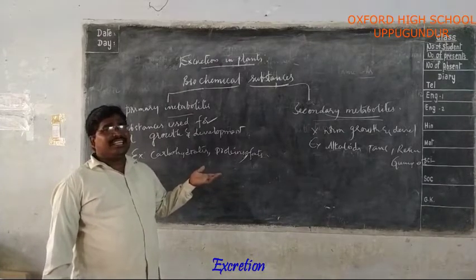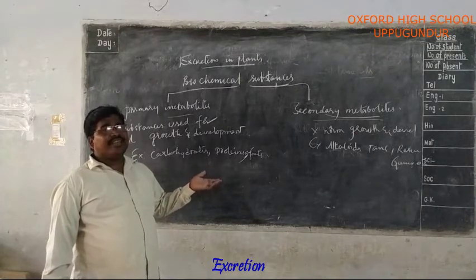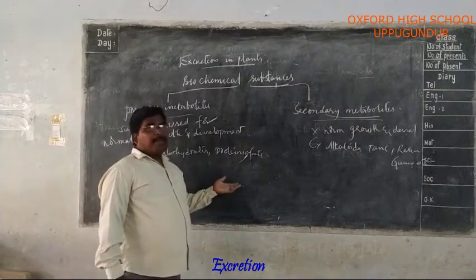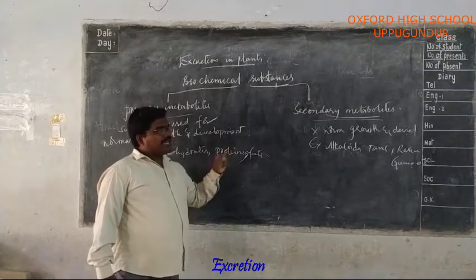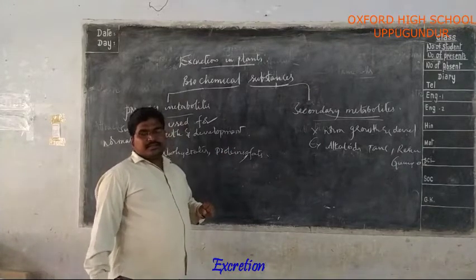Now the secondary metabolites are very important. They are generally alkaloids, and they are very useful for the plants. I will explain about secondary metabolites.